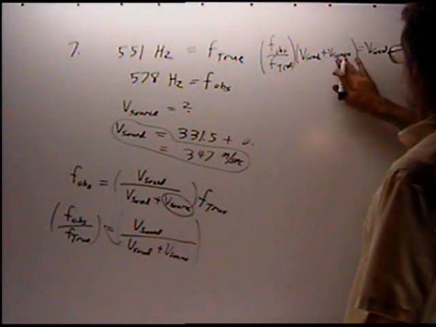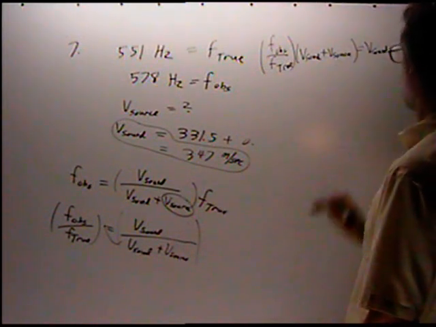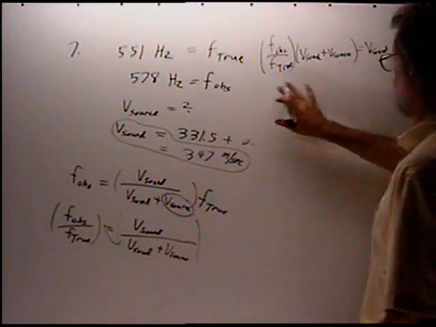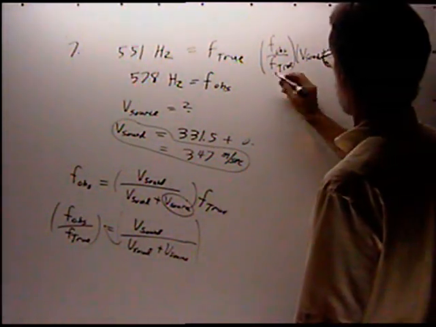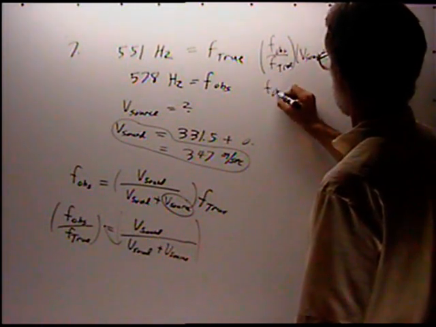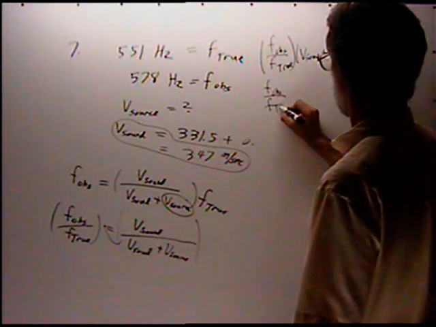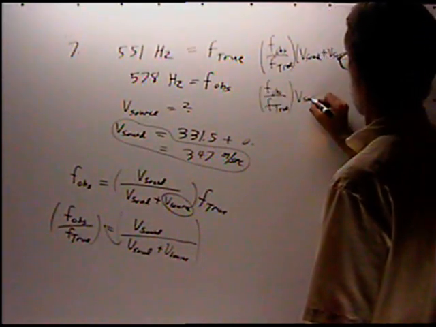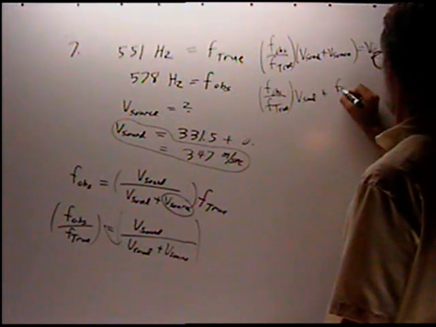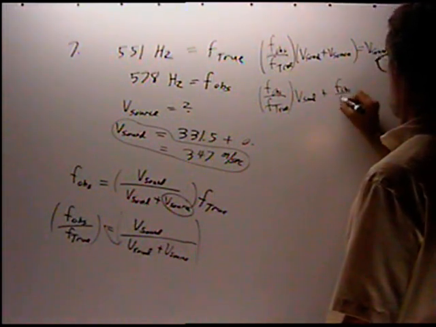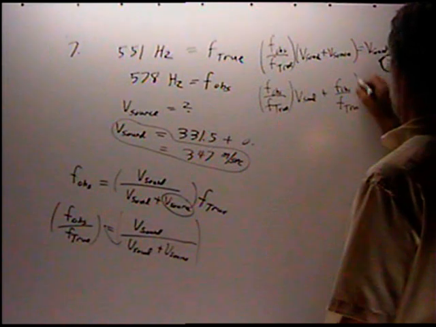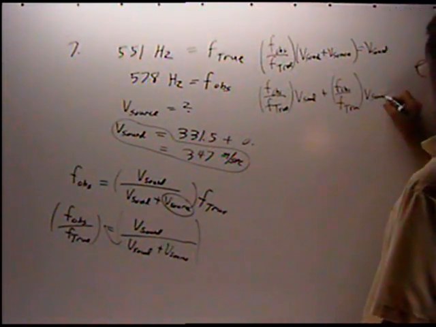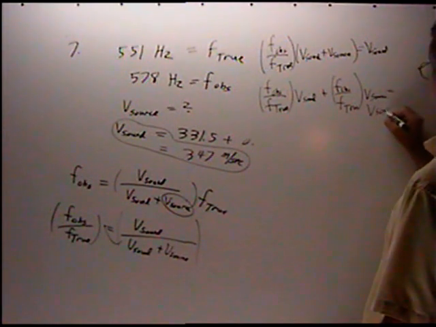Well, I want to solve for V source. So how do I do that? I'm going to have to multiply through here. So I'm going to have this ratio, F observed over F true, times V sound, plus F observed over F true times V source, I'm going to abbreviate that source, equals V sound.